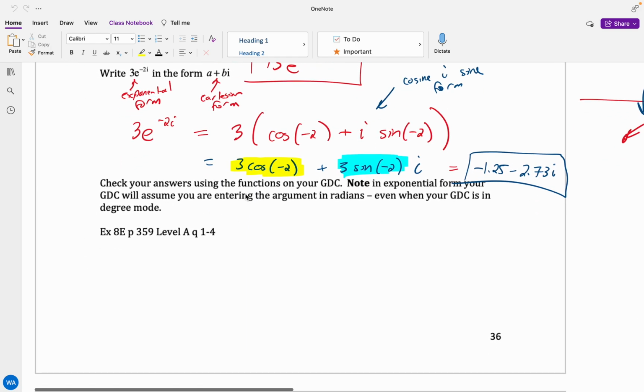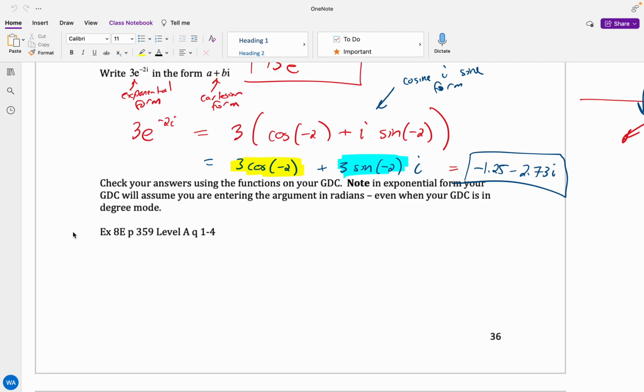And so here it says you can check your answers using functions in your calculator. The exponential form in your calculator will assume that you're entering the argument in radians, even when your calculator's in degrees mode, right? So that's a really important thing, that when we're doing all this complex number work, you must be in radians, right? Like it's something you need to do. You gotta understand that the complex numbers notation stuff is all in radians.